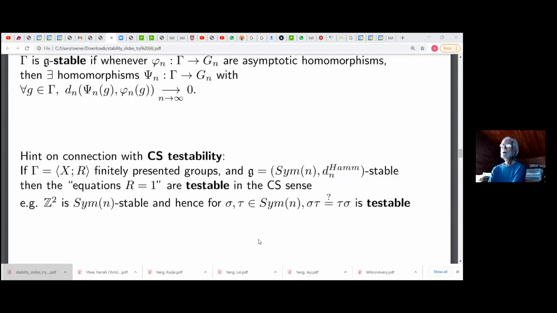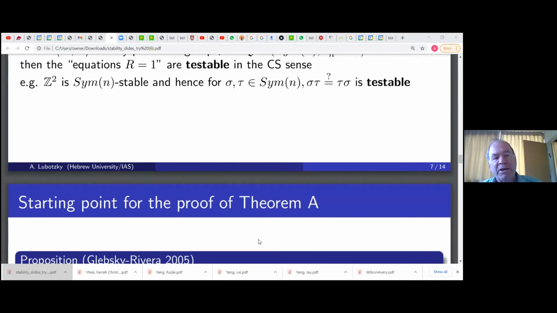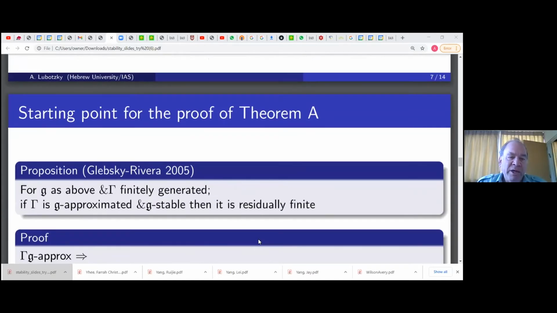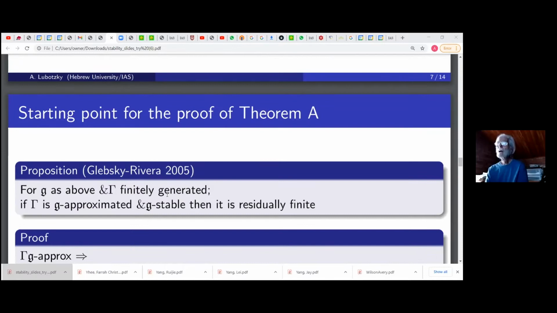And here is a little proposition, an observation going back to Lev Glebsky, which I mentioned before, in a short paper with Rivera, which appeared already 15 years ago in the Taiwanese Journal of Mathematics. And they made the following excellent observation. They said that if you take G, like the symmetric group or the unitary group as above, doesn't matter what the exact norm, and Gamma finitely generated, then if Gamma is G-approximated, as well as G-stable, then it must be residually finite.